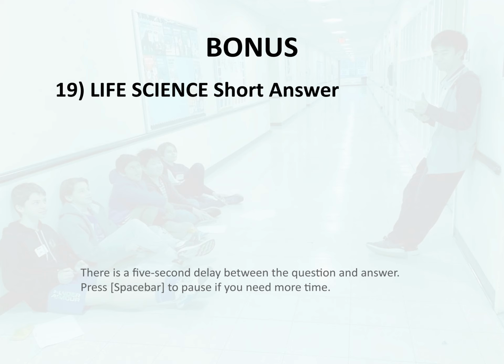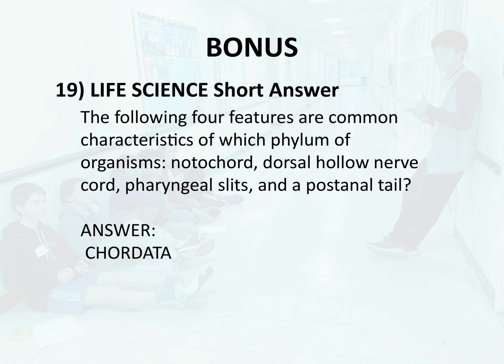Bonus 19. Life science. Short answer. The following 4 features are common characteristics of which phylum of organisms: notochord, dorsal hollow nerve cord, pharyngeal slits, and a postanal tail? Answer: Chordata.